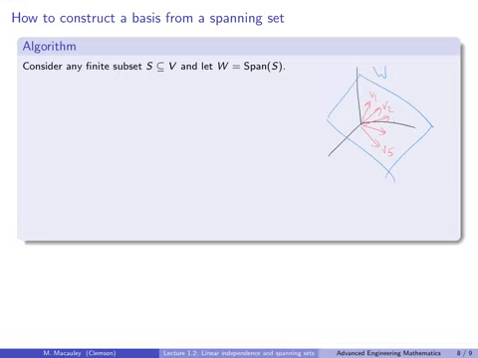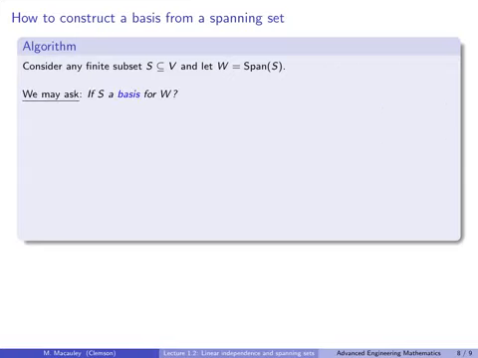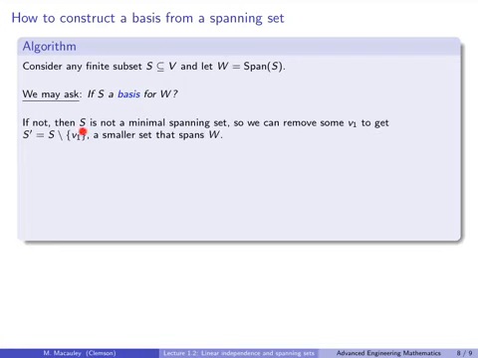Essentially what we're going to do is remove elements from here until we get a basis. But we have to be careful, because we can't necessarily just do that blindly and have it work out. So we first ask, is S actually a basis for W? If so, we're done. If not, then S is a spanning set, but it's not a minimal spanning set. That means we remove some vector v1 to get a smaller set that spans W. Now, let's be careful.